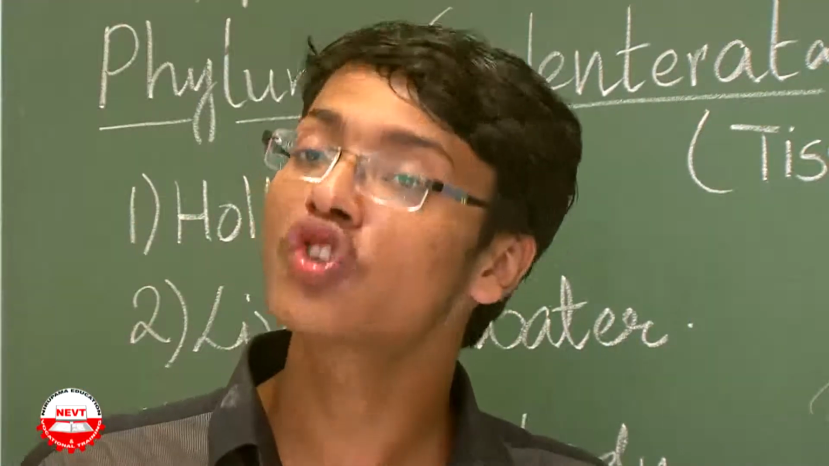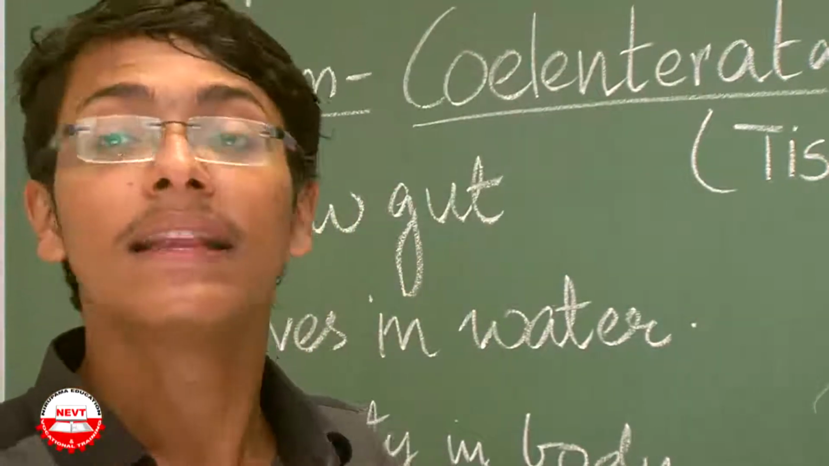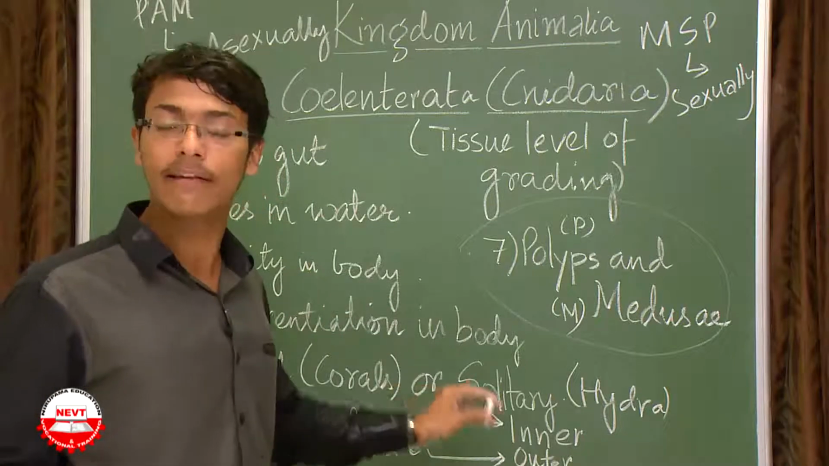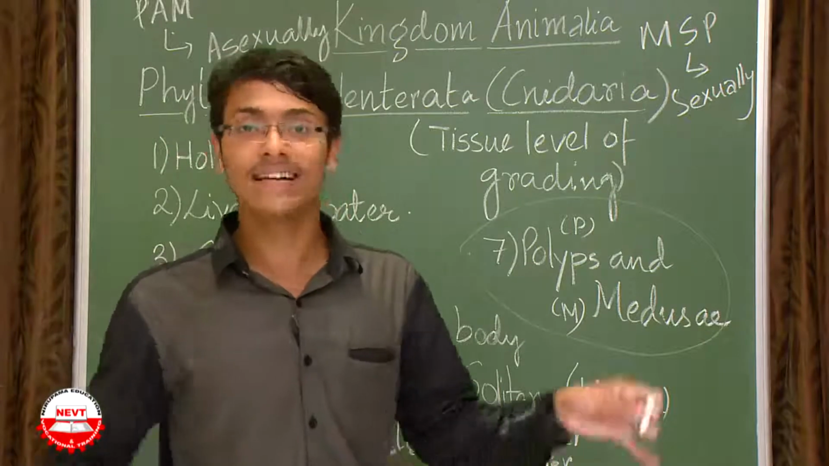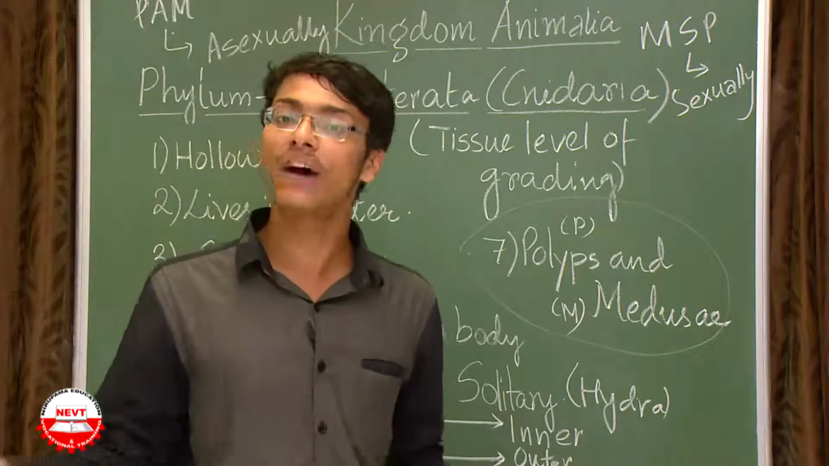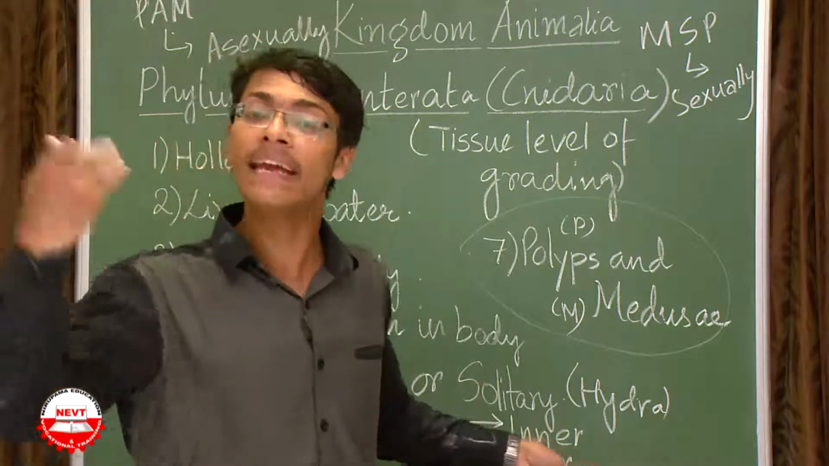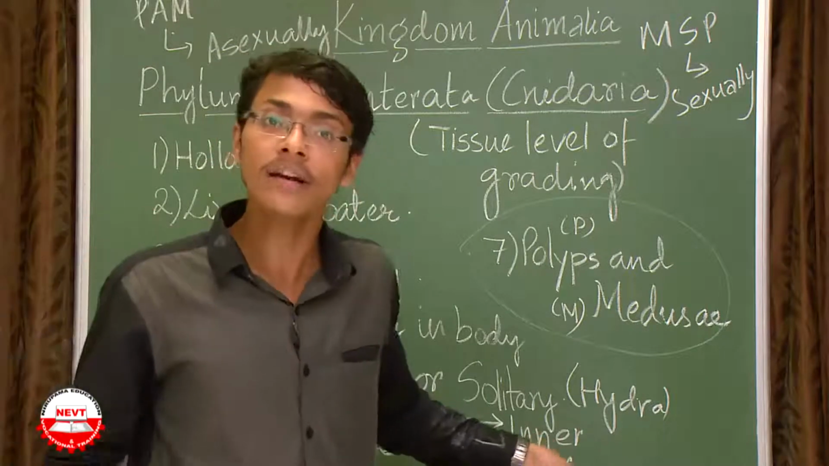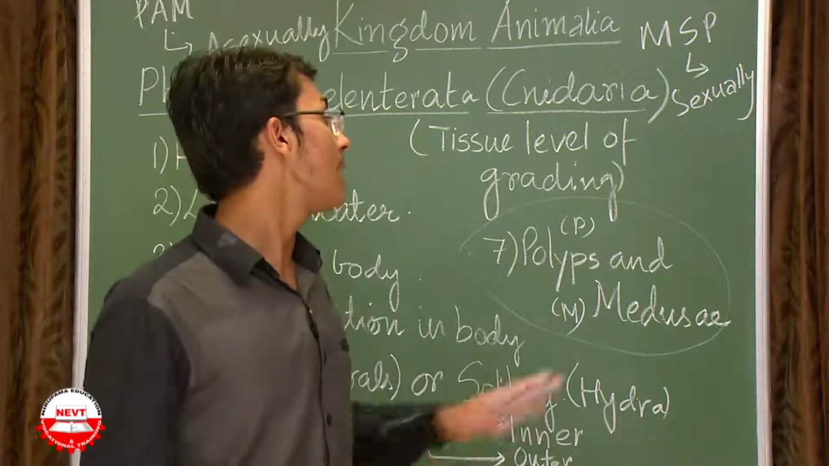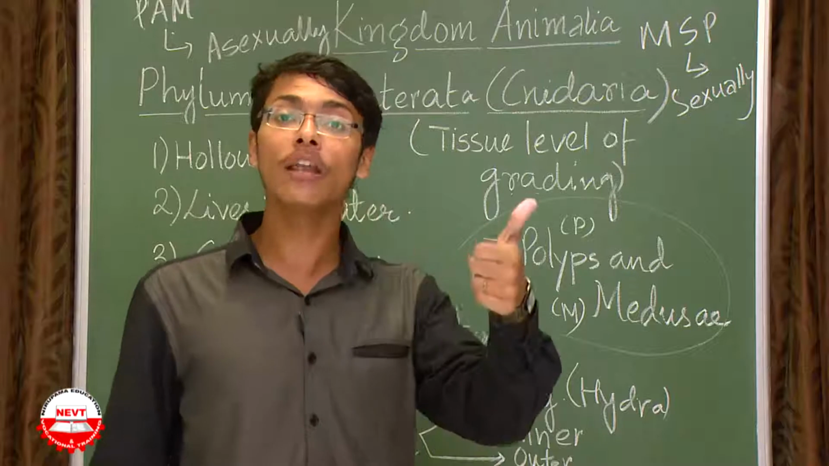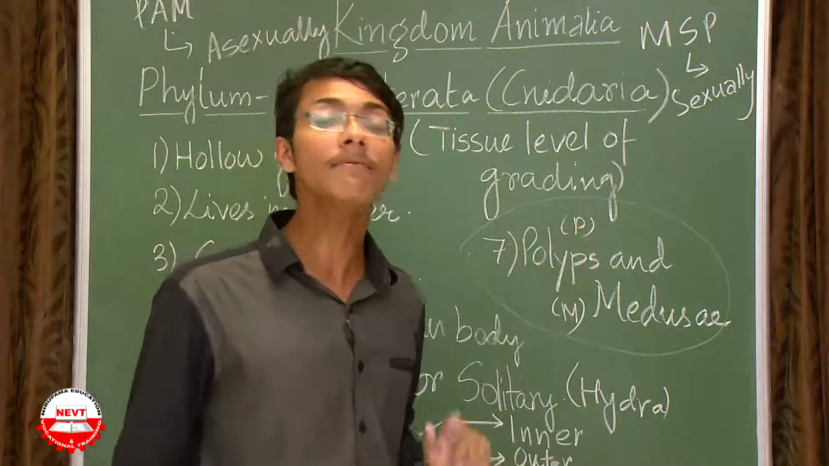The next point is they show more differentiation as compared to poriferans. The next one is they have a proper cavity in their body. The next point is they are either colonial, as in the case of corals, staying together, or solitary, as in the case of hydra, staying alone. There are two types of cells: inner, making the inner cells, inner tissues and inner organs; outer, making the outer cells, outer tissues as well as outer organs. And the last is they show two forms: polyps and medusa. Polyps asexually become medusa and medusa sexually become polyps.